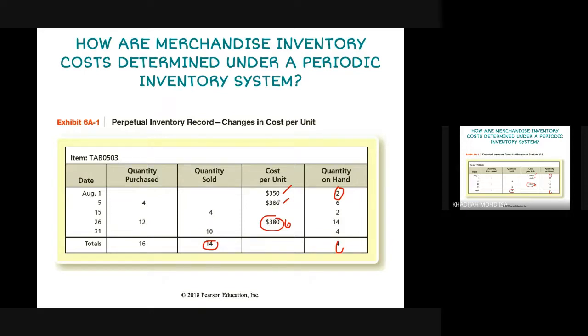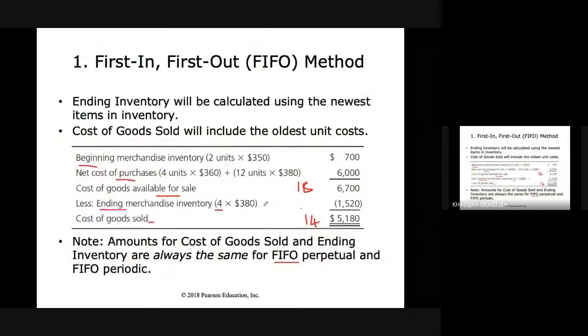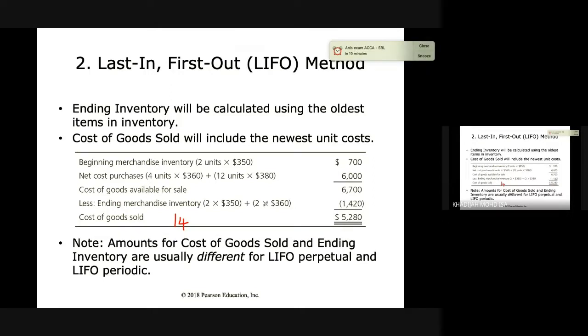Because it's LIFO, last in, first out, your closing stock, the 4 units left, must be the old ones. So you have 2 units at 350 and another 2 units at 360. So that's your closing stock, 4 units. So that's the difference from your perpetual in terms of the computation. You always have to use this formula.